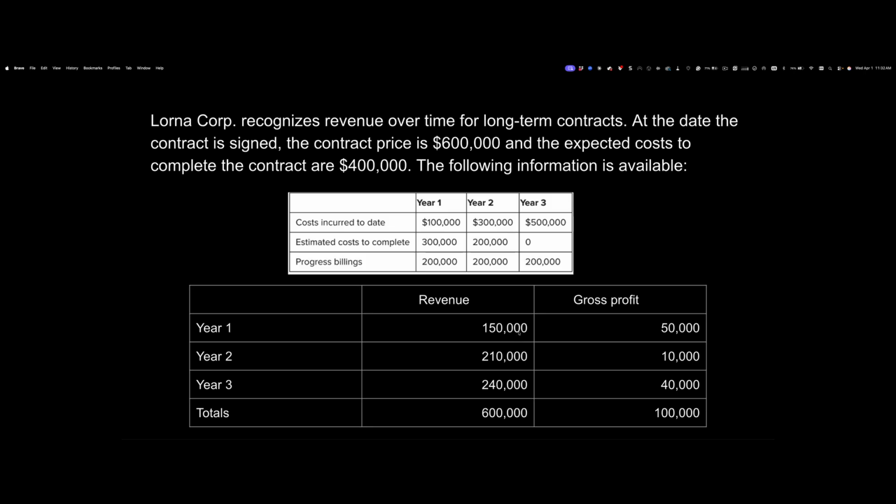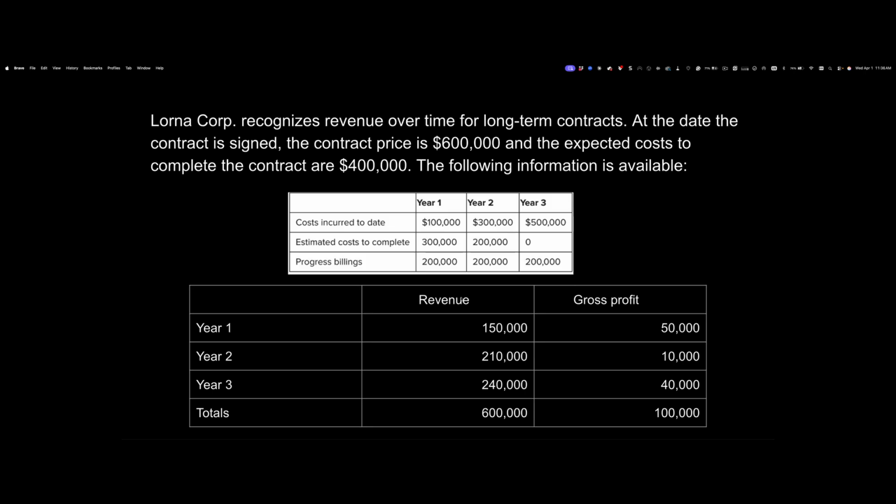So in summary, we look at it like this. We see revenue in the first year, 150,000, and gross profit of 50. In the second year, 210,000 and gross profit of 10,000. In the third year, revenue of 240, gross profit of 40. And we add them up, the total is the 600,000 revenue in the contract and the $100,000 gross profit. That is the contract price minus the total costs incurred, 600 minus 500, $100,000 of gross profit.